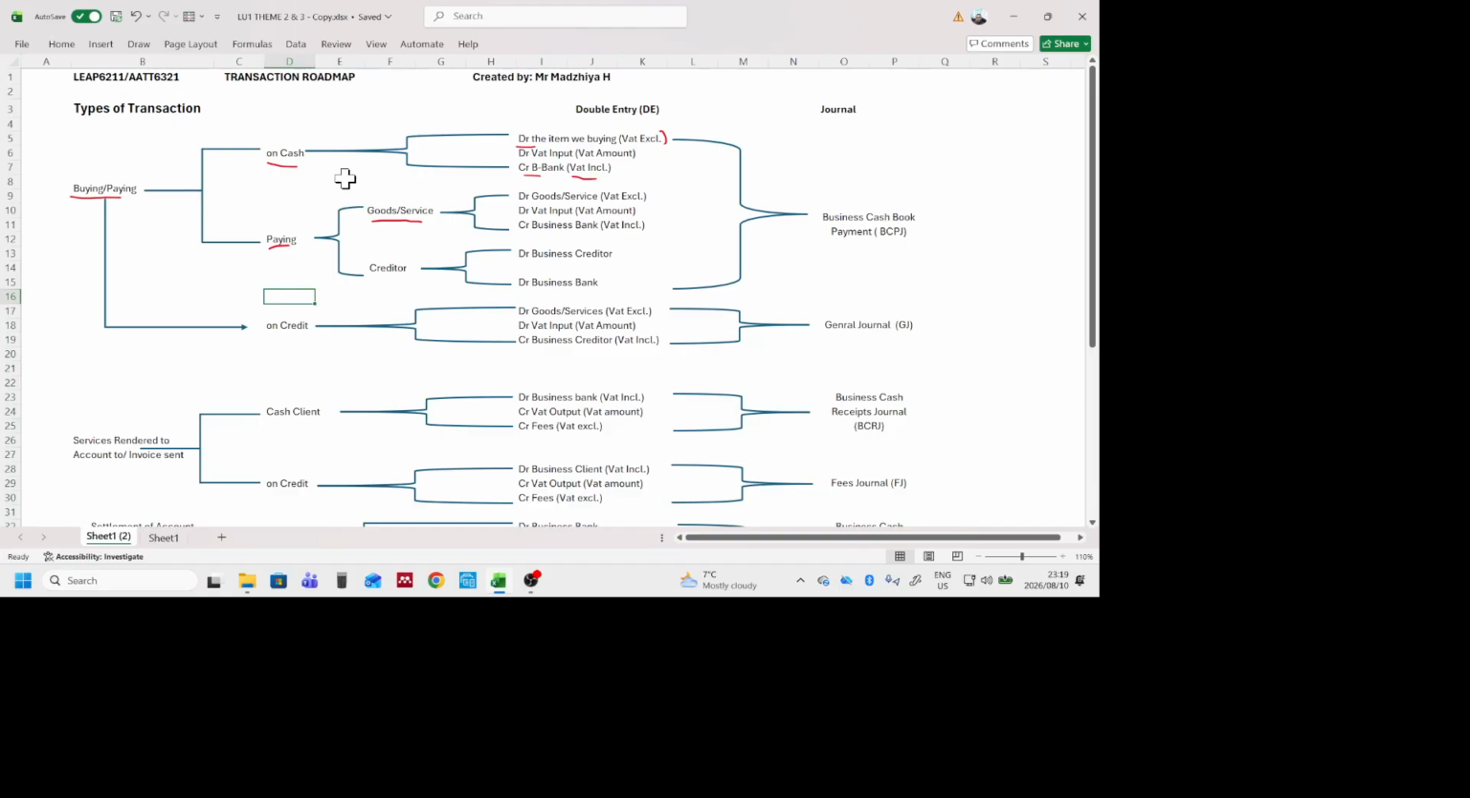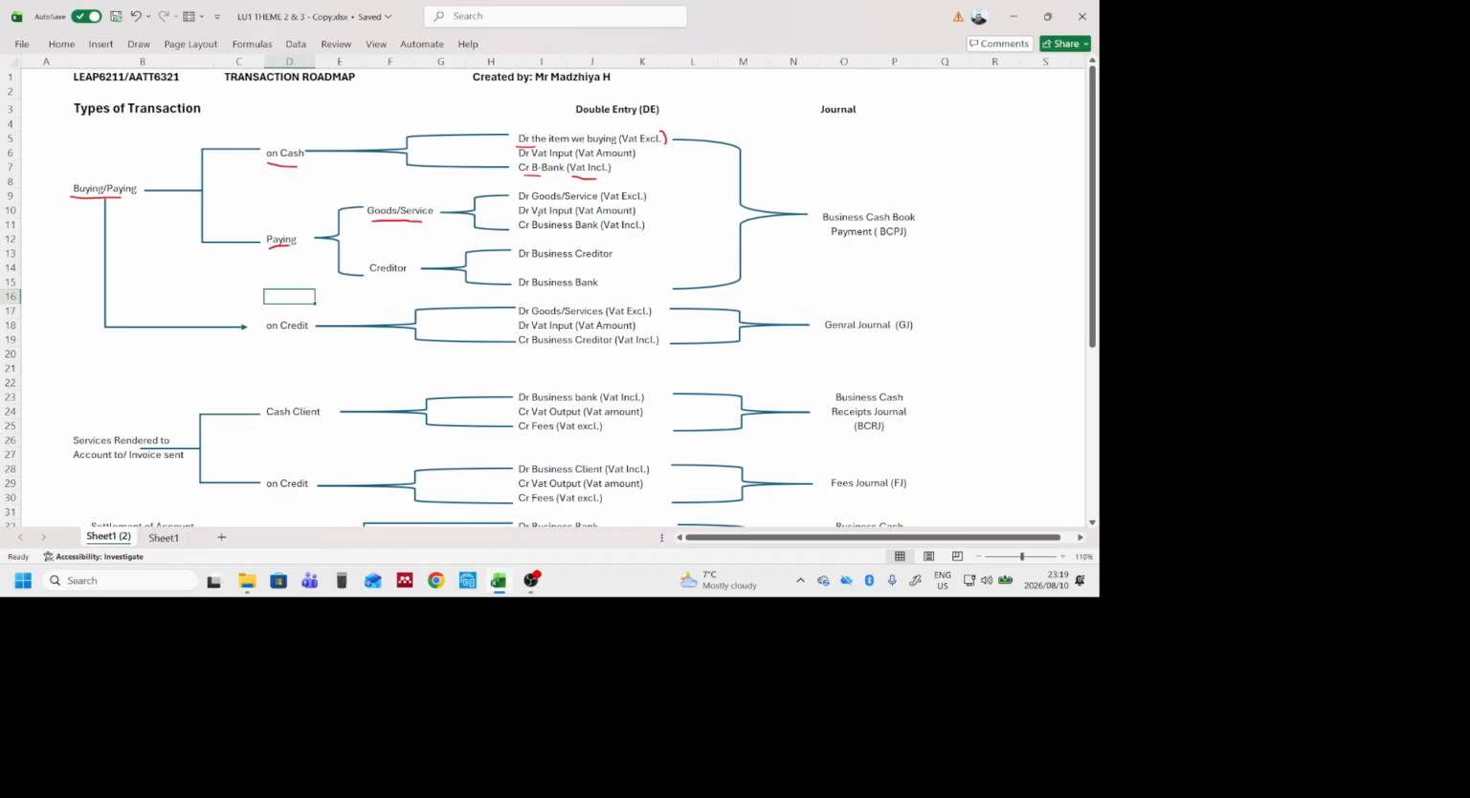Now I'm explaining a situation where it says the business paid, or we are paying, for a specific service. This also includes, for example, your water and electricity, your insurance, your rent, your business rent. So when we pay for this kind of service, you will debit the service that you're paying for.